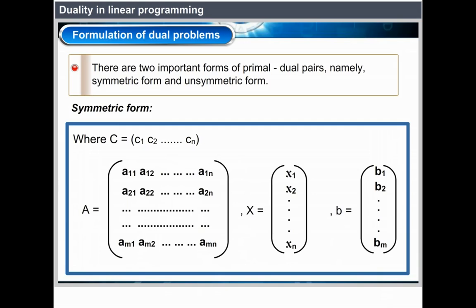side values as B. Now A equal to, we write the matrix form of the equation number 1 coefficients: A11, A12, etc. A1n in the first row, second row A21, A22, etc. A2n, then etc. Am1, Am2, etc. Amn, then capital X equal to x1, x2, etc. xn. These are all the variables mentioned in the first equation. Then B equal to B1, B2, etc. Bm.